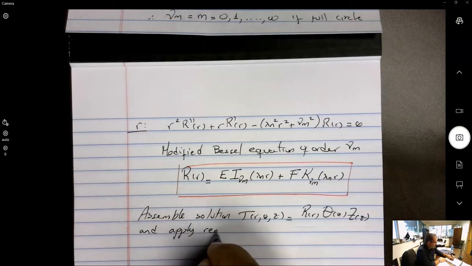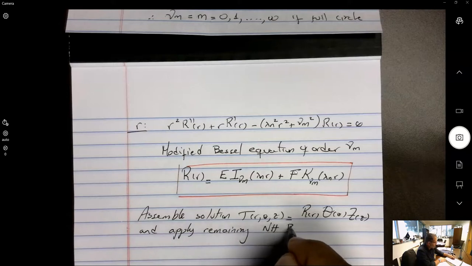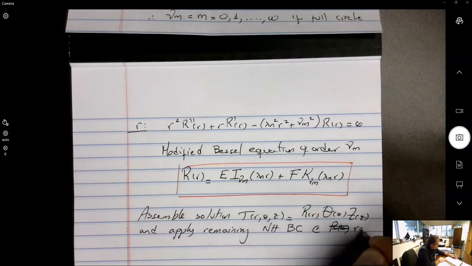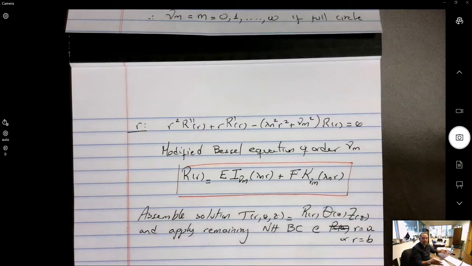the remaining non-homogeneous boundary condition at r equal a, or sorry, at r equal a or r equal b. If it's a solid cylinder, it's just r equal b. If it's a hollow cylinder, the non-homogeneous boundary condition could be at r equal a or r equal b.